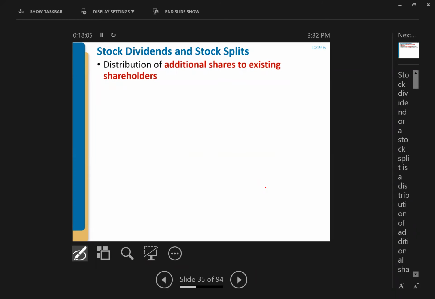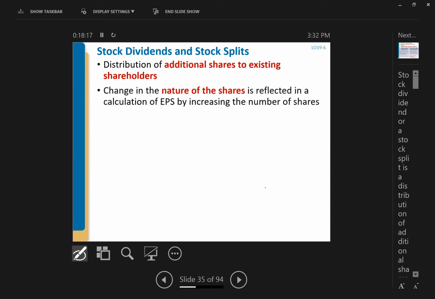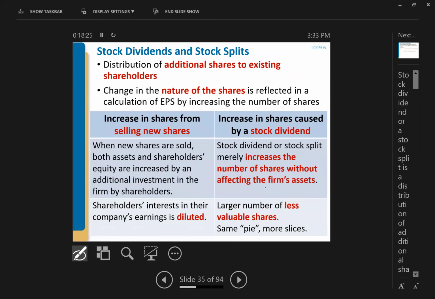All right. Stock dividends and stock splits, they have an impact on the number of shares that you have. So the distribution of additional shares to existing shareholders. The change in the nature of shares is reflected in a calculation of earnings per share by increasing the number of shares. And so the increase in shares from selling new shares, we're just going to take the weighted average of those things. Shareholders' interest in their company's earnings is going to be diluted, right? Because the denominator has gotten bigger.